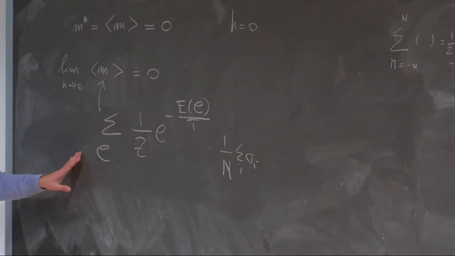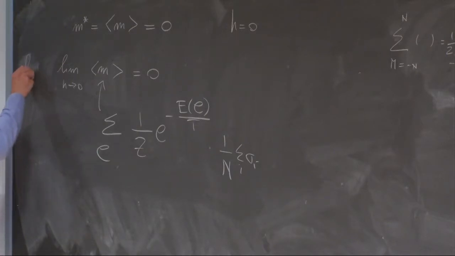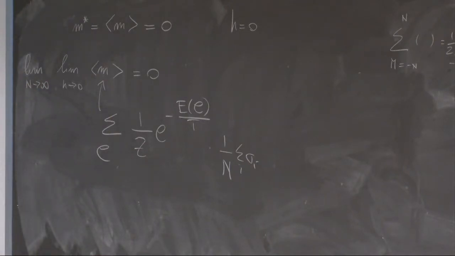Everybody is okay with this? You okay? Okay. Okay, so for any finite system, this is going to be equal to 0. Then essentially also if you take the limit as n goes to infinity, then this is going to be equal to 0. Okay?